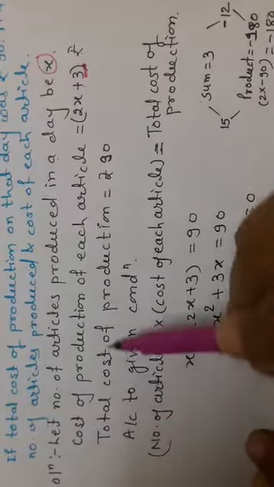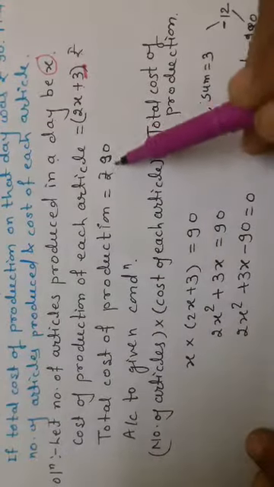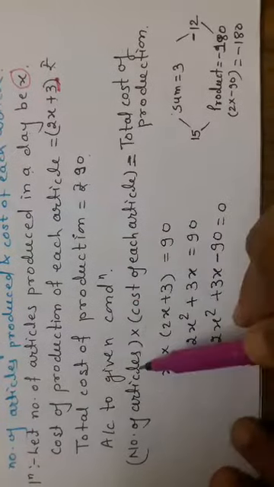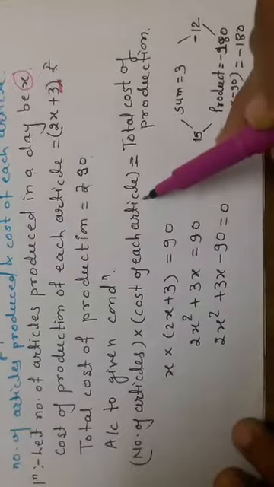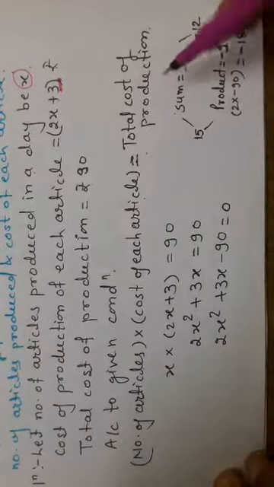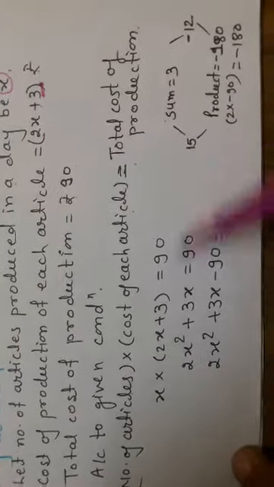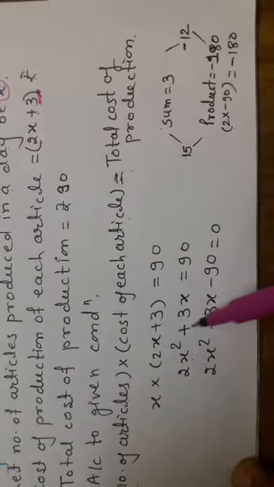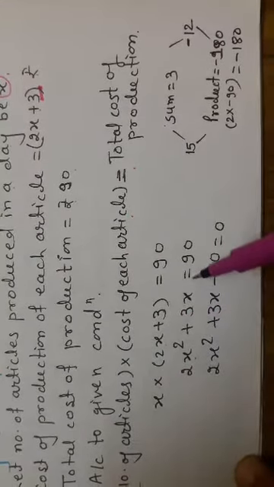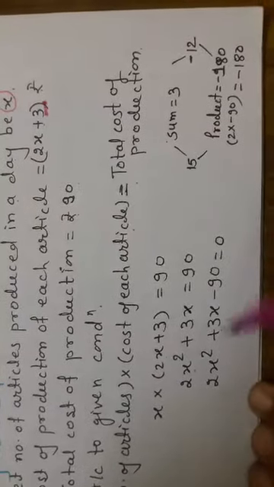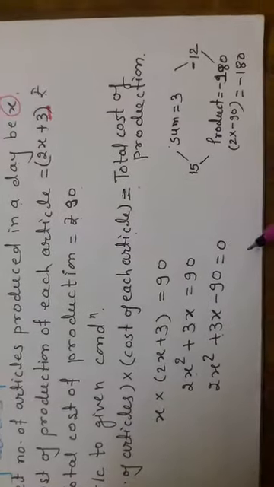Now they have given the total cost of production is equal to rupees 90. So according to the given condition, the number of articles multiplied by the cost of each article is nothing but the total cost of production. So x into 2x plus 3 is equal to 90. x into 2x means 2x square, x into 3 means 3x, is equal to 90. So 2x square plus 3x, we shift 90, minus 90 is equal to 0.